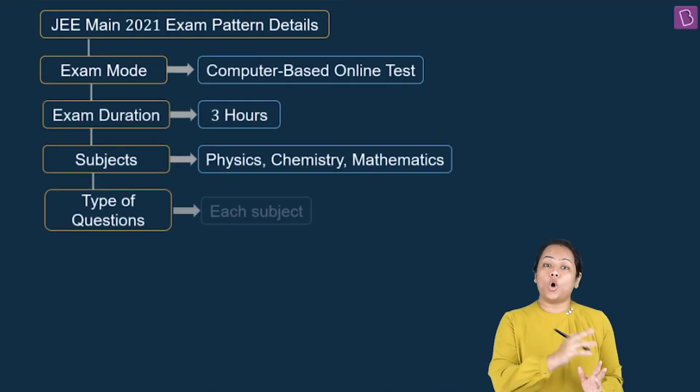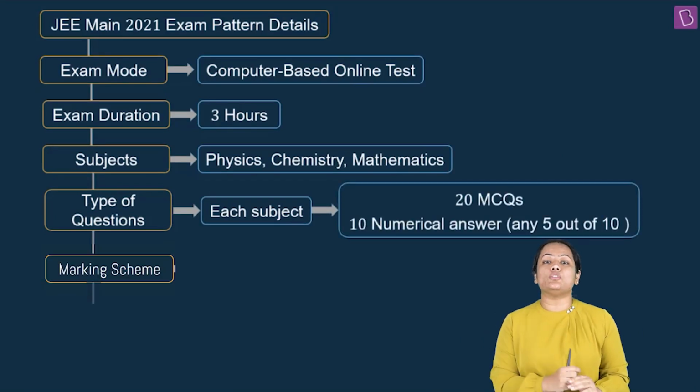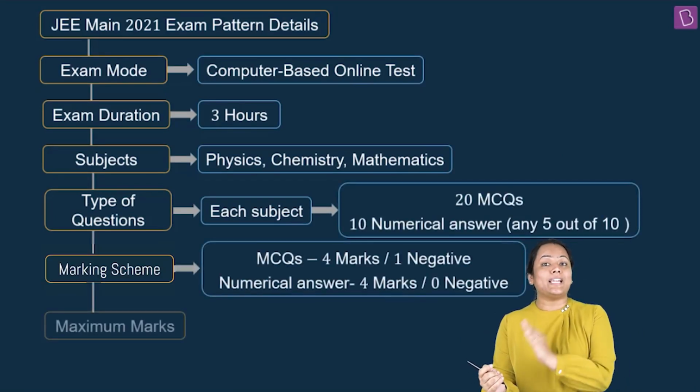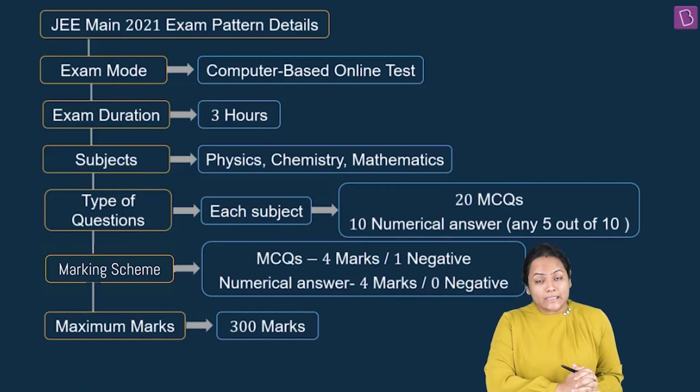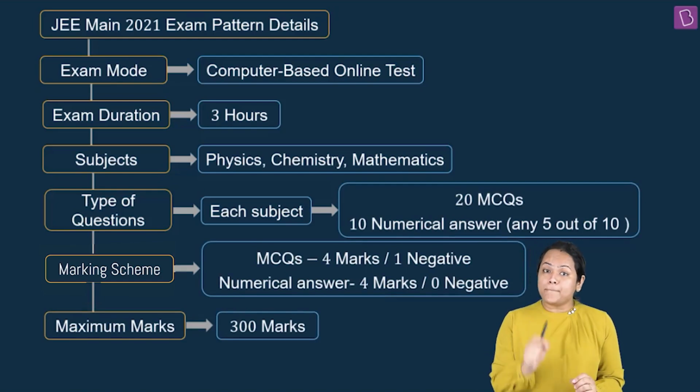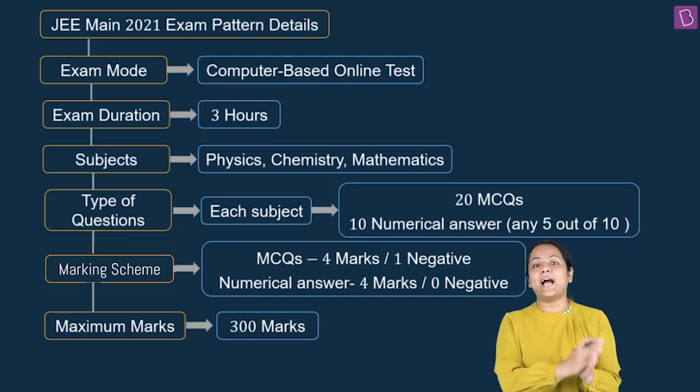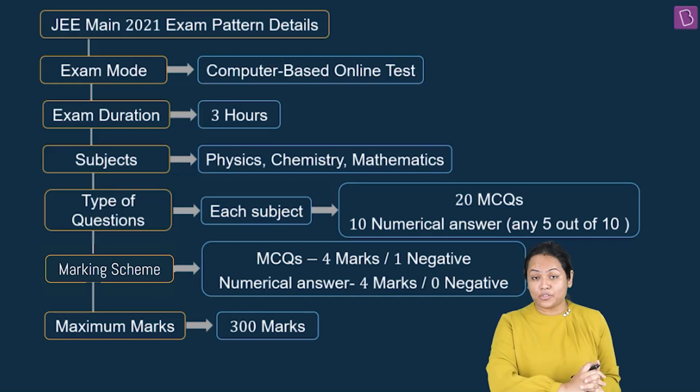the paper was in online mode. It consisted of all the three subjects: maths, physics and chemistry. Total time allotted was 3 hours. But this year there was a change in the type of questions. This year total questions were 90, 30 for maths, 30 for physics and 30 for chemistry.